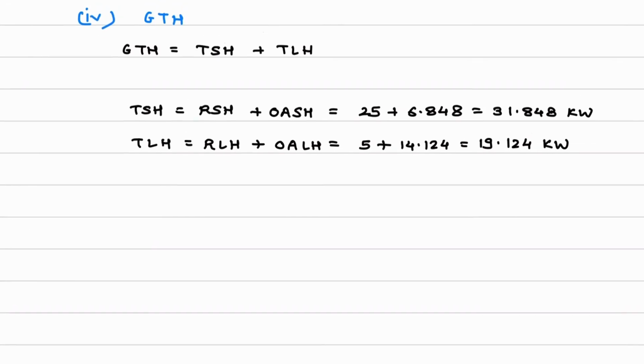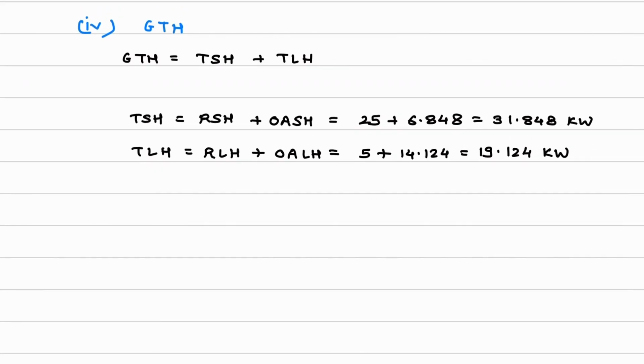Now you have to calculate grand total heat. You do not have to calculate grand sensible heat factor. We have to just calculate grand total heat. So grand total heat is total sensible heat 31.848 plus total latent heat 19.124 kilowatt. So grand total heat is equal to 50.972 kilowatt.